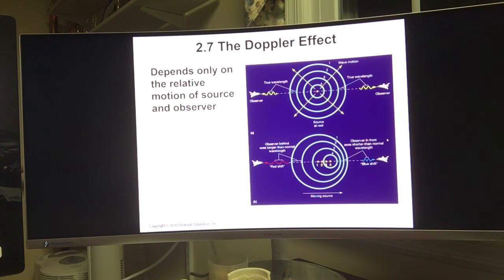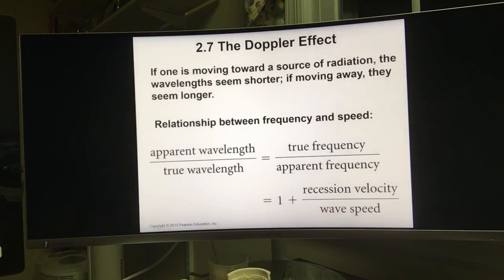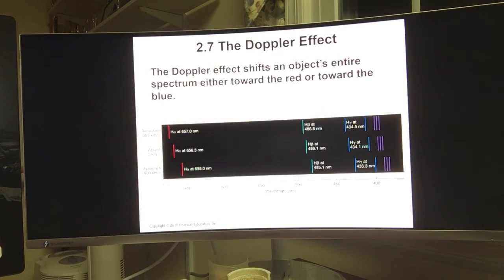Okay, so let's go back to the previous slide. If one is moving towards the source of radiation, the wavelength seems shorter, so we have blue shift. If it's moving away, they seem longer, so we have red shift. So from the Doppler effect, if we observe the object's entire spectrum, we can tell if it is shifted towards the red or towards the blue, so we can tell that the object is moving away or moving towards us. Okay, so that's the Doppler effect.